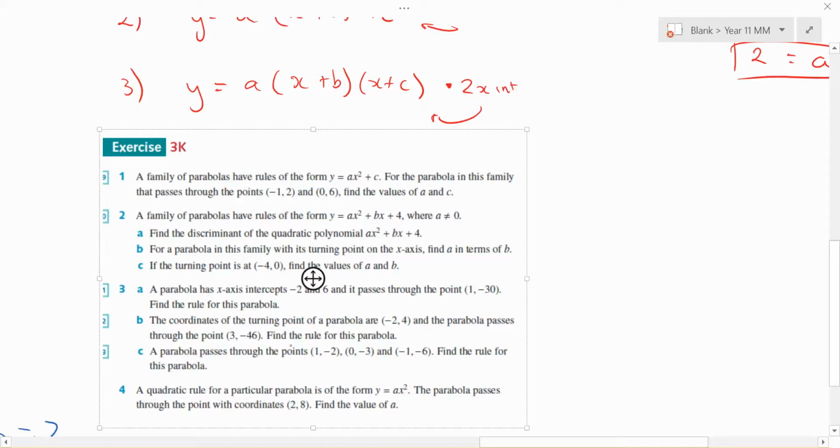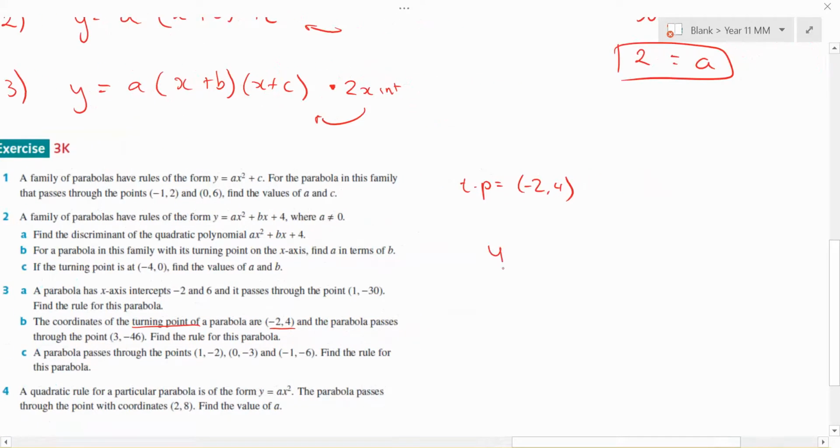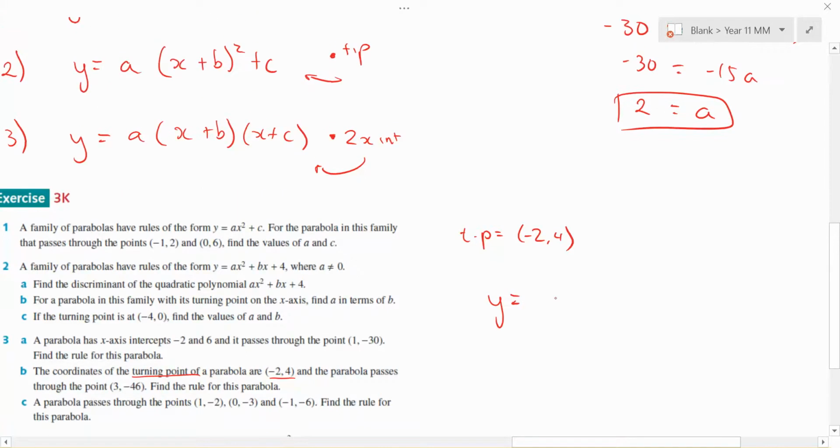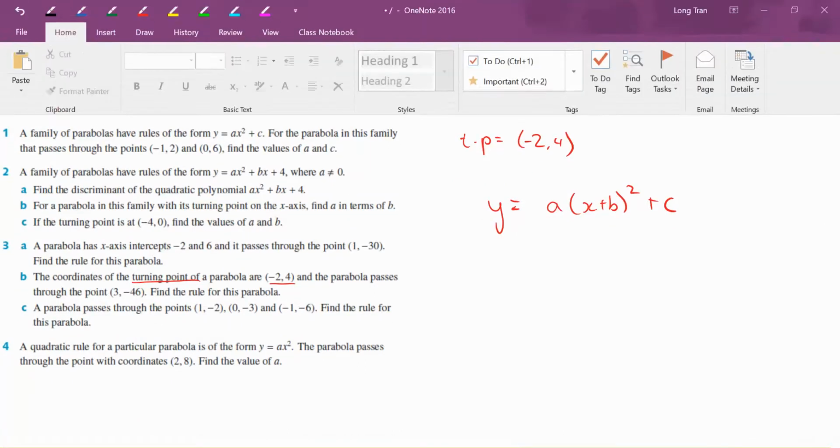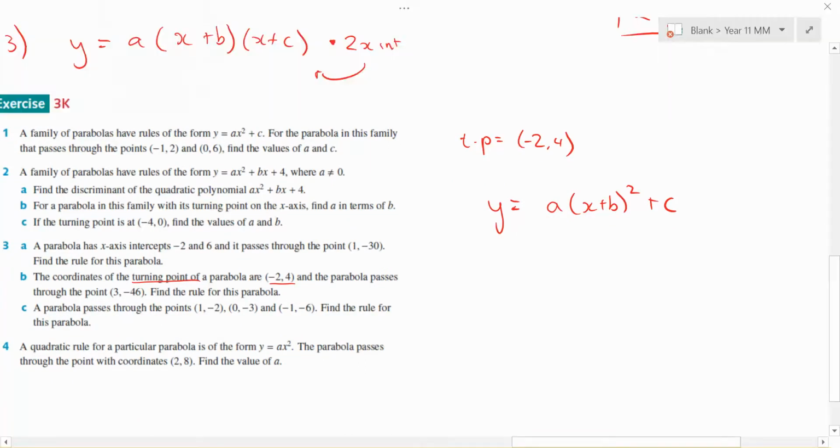3b says the coordinates of the turning point of a parabola are negative 2 and 4. So that already tells you the turning point is at negative 2, 4. So you will be using the turning point form, which is y equals a(x plus b) squared plus c. And because you know the turning point is at negative 2, 4, that's a hint. Negative 2 means left by 2. Think about it, negative 2 is over here, and up 4.